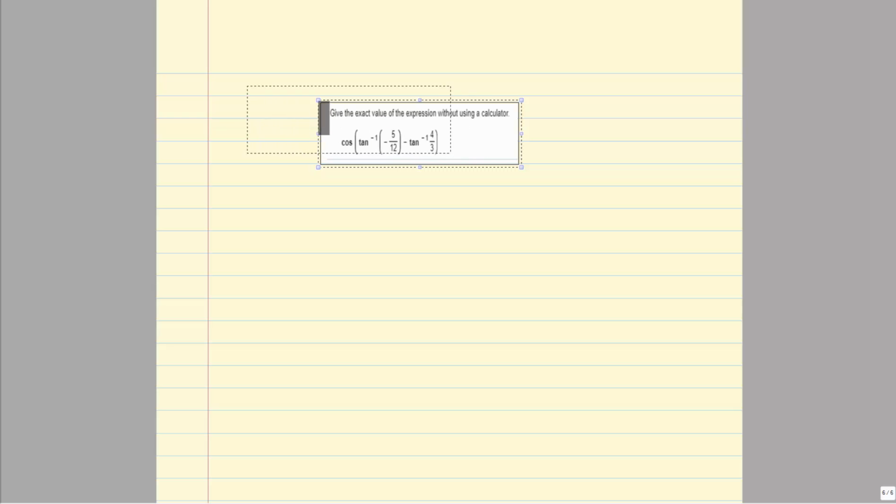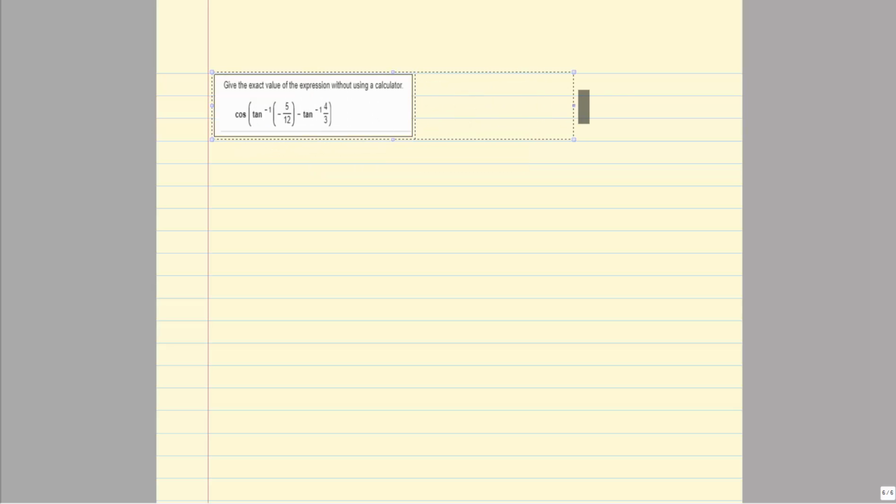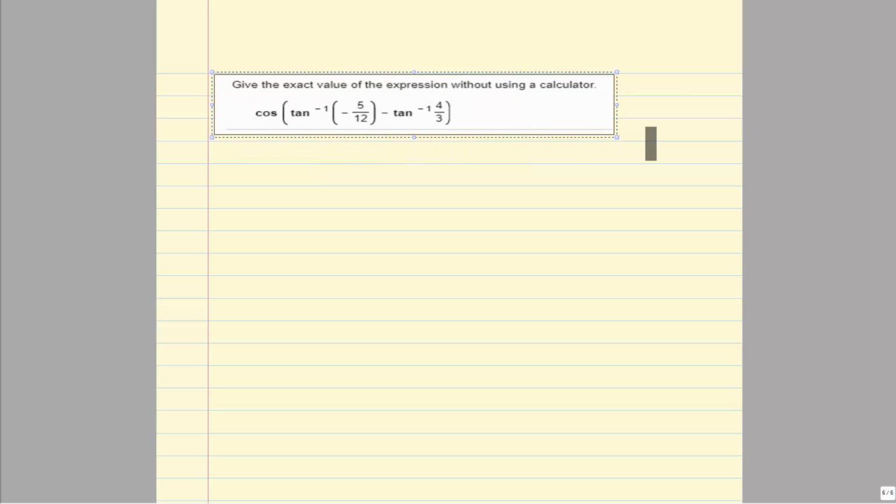Okay, let's see if we can find some more problems that are a little bit more interesting like that one. So again, those come across when we have a problem where we don't know the standard angle. This is an interesting one. There's a lot going on with this one. We're going to be applying some things that we learned in the last unit to this. So this is cosine of inverse tangent minus another inverse tangent.